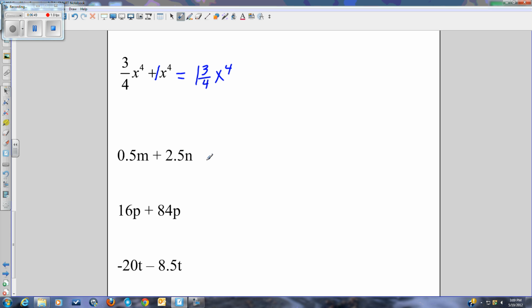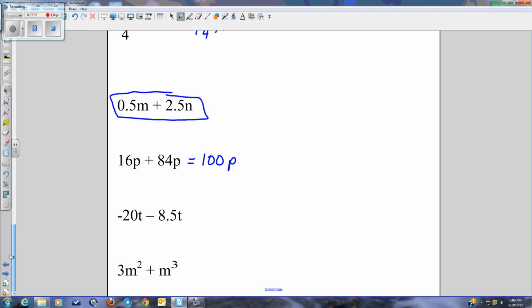0.5m plus 2.5n. Those are not like terms, so this is as simplified as we can get them. 16p plus 84p, those are like terms, so we will add them and get 100p. Next, negative 20t minus 8.5t. They are like terms, they both have t's, so we get negative 28.5t.